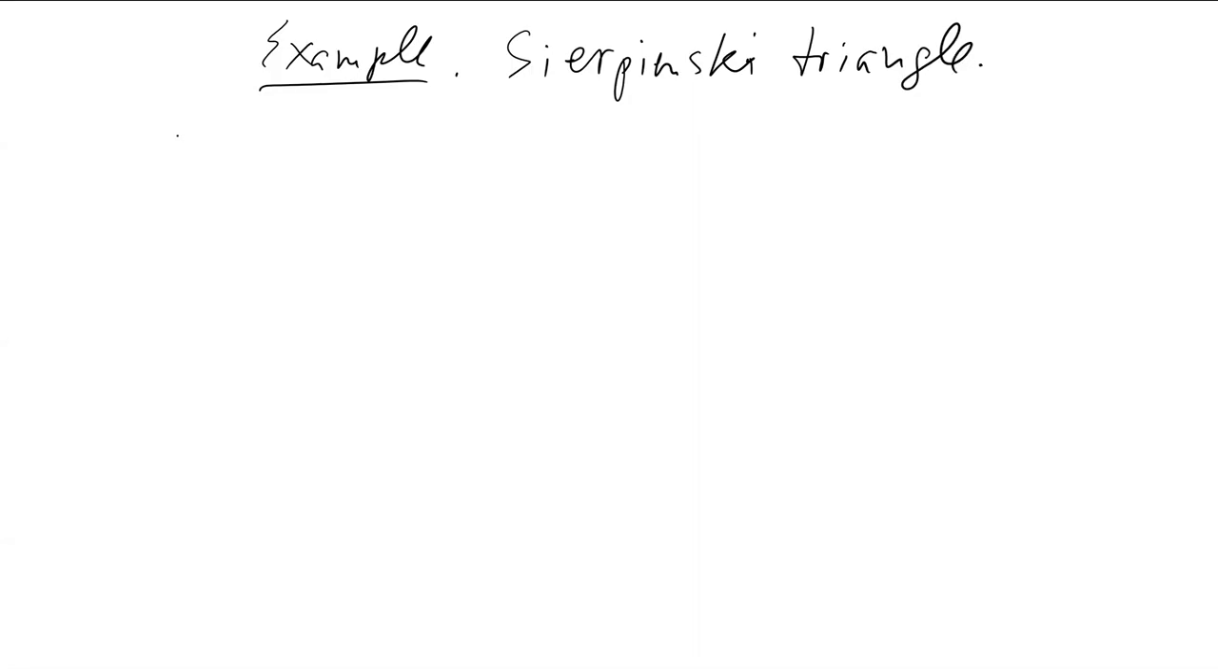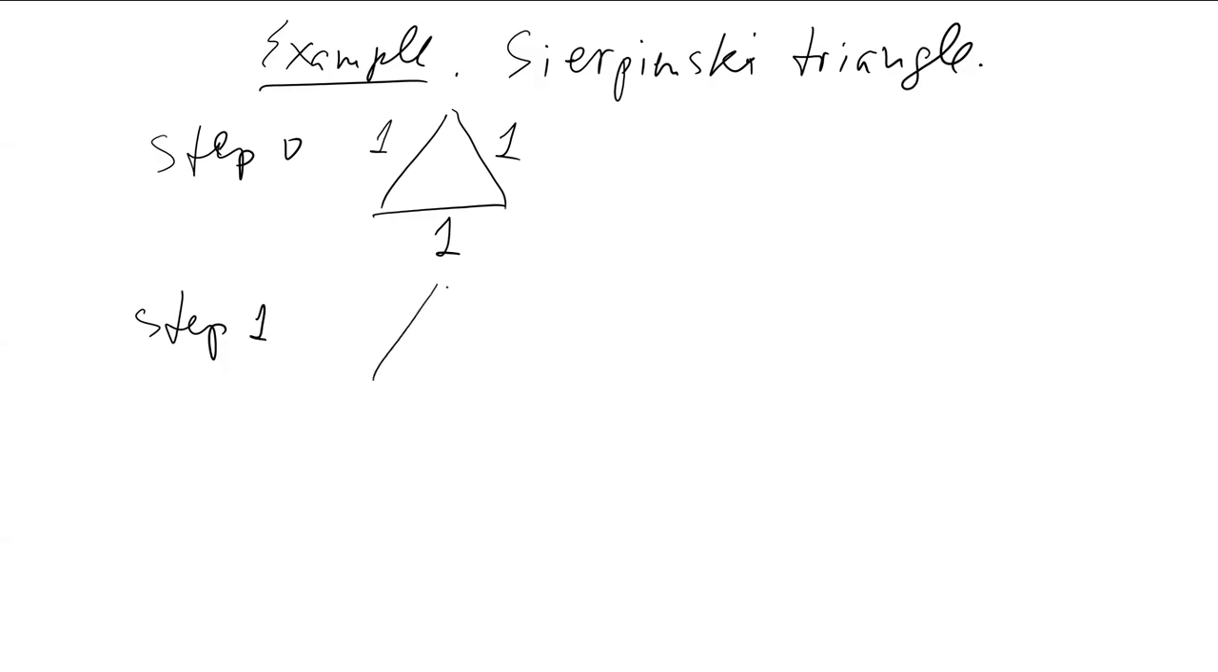Again, at step 0, we have a triangle. Let's say size 1. At step 1, what we do, we divide this triangle into 4 pieces, 4 equilateral triangles, and remove one of them in the middle. So now half, half, half, half.